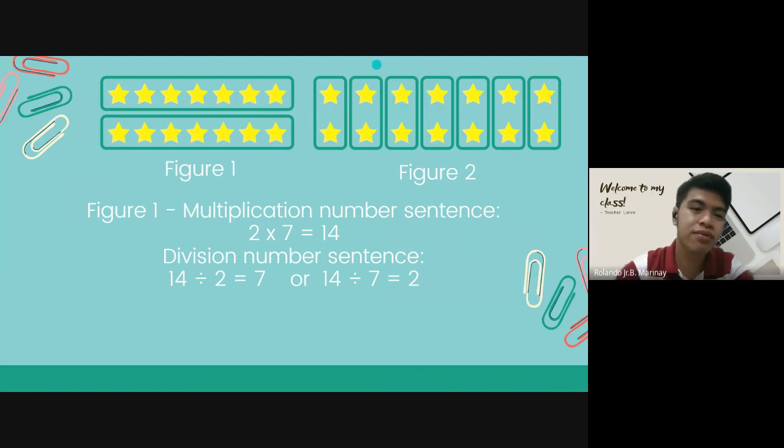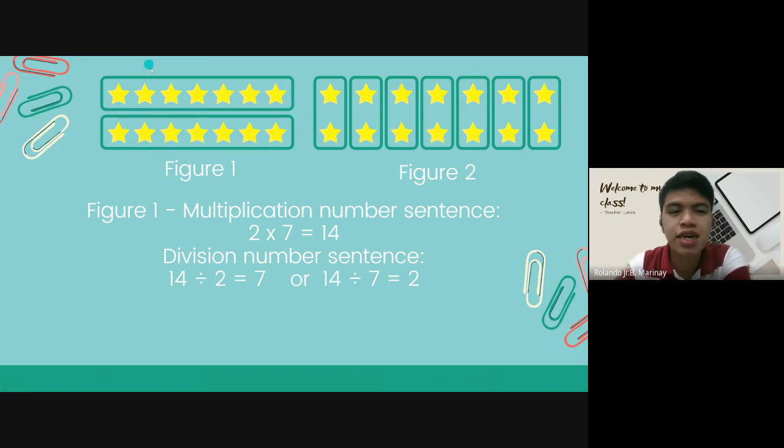Okay, so here, how many stars are there on the left side? How many stars are there in the left part of the screen? 14, very good. There are 14 stars in here.